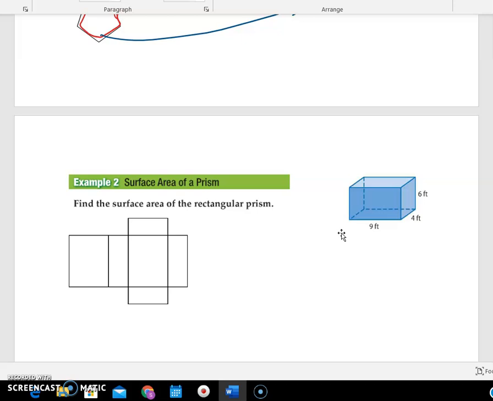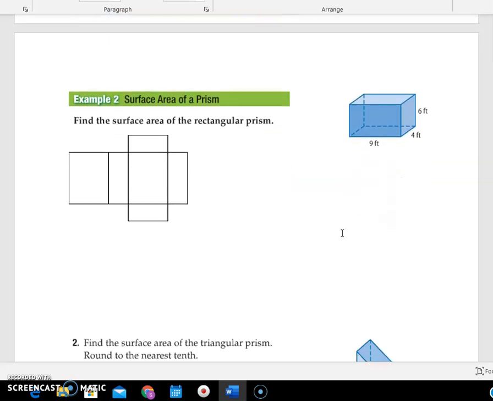All right, so this is the surface area of a prism. Make sure that you're really paying attention to this. We're not doing volume. Sometimes people immediately want to go, oh, it's a rectangle and we're going to multiply length times width times height. That is for volume. We don't want to do that.